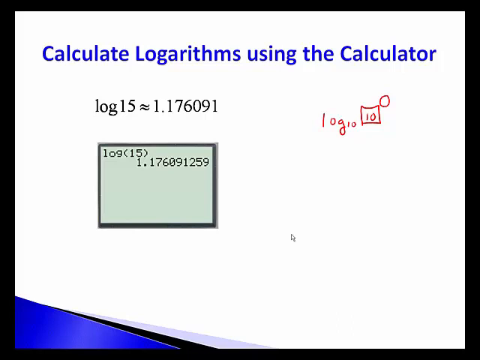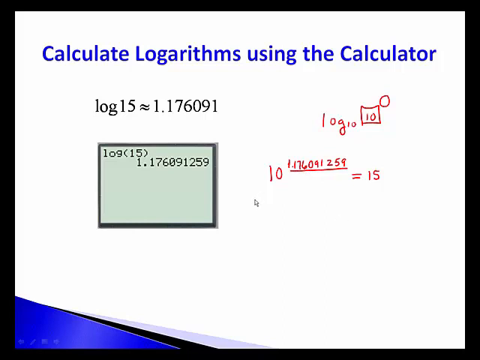Now let me make sure that you understand what that means. That means that if I take 10 and raise it to that power, what I should get is 15. Why don't you grab your calculator and try that right quick? Now we've got a little rounding here, but you should be getting something that's really close to 15 when you do that. By the way, that's not a number that I would have known just off the top of my head, but my calculator could find that for me.